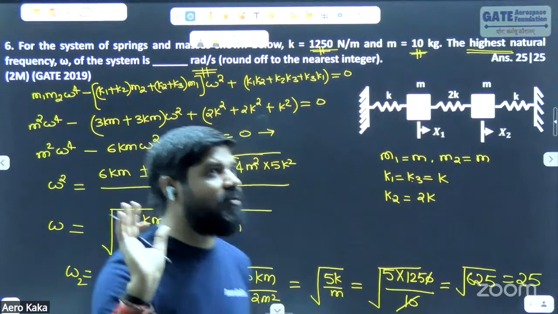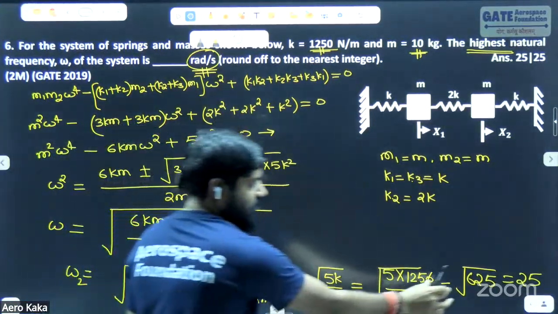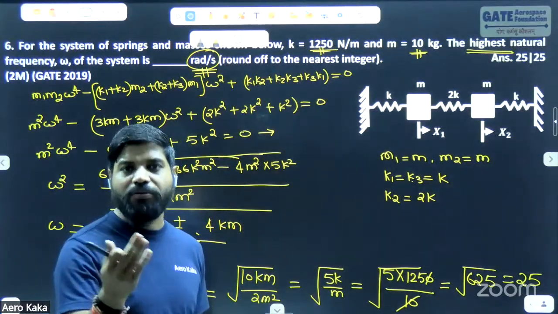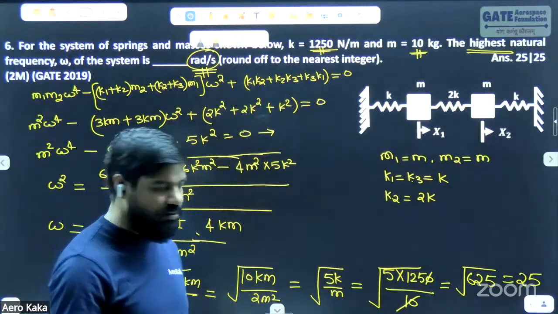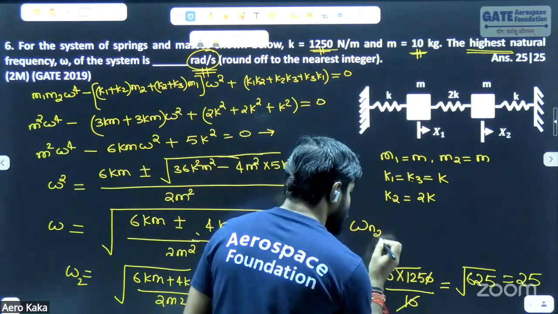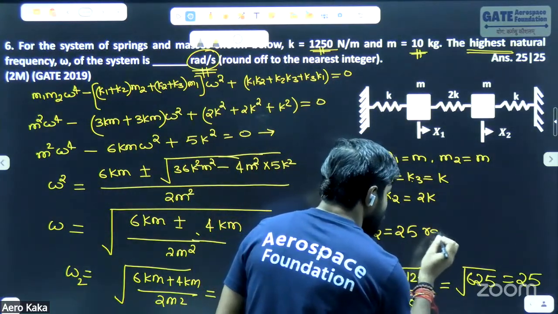Kritika, are you there? Yes, sir. Radian per second. That's why it is the angular frequency. If they are asking in hertz, you have to calculate the linear frequency. So here, this natural frequency omega n2 is going to be how much? That's 25 radian per second.